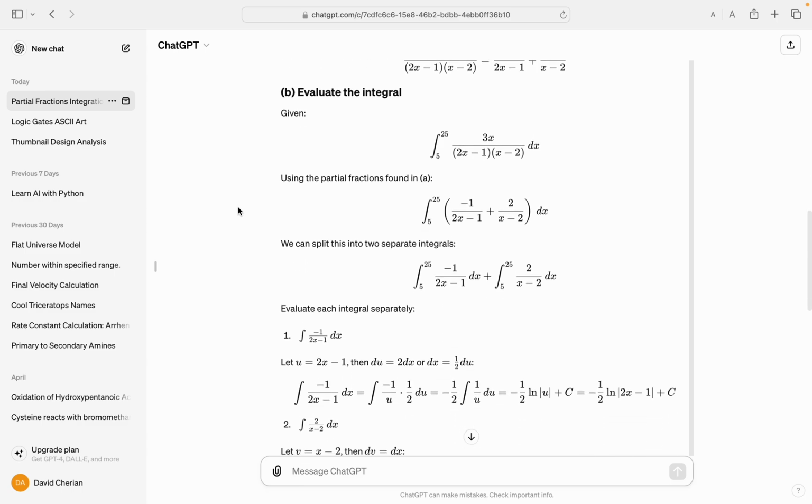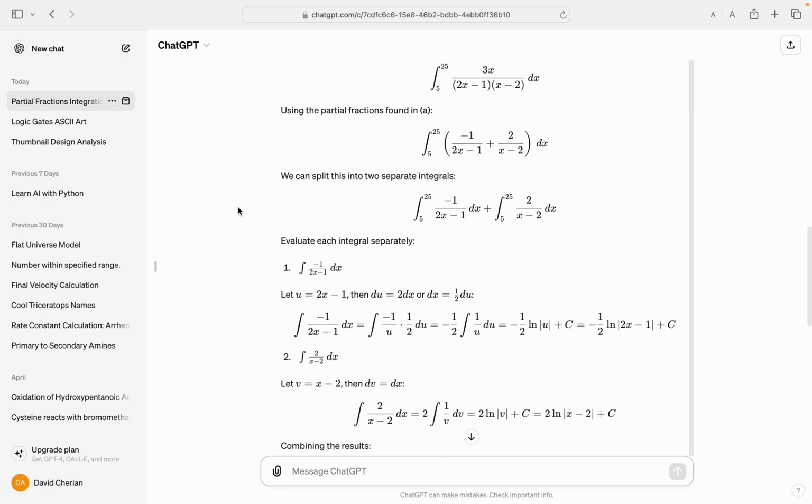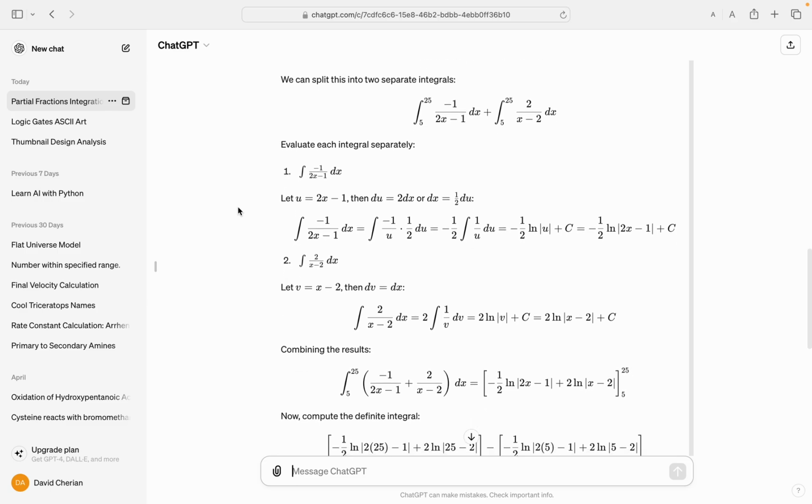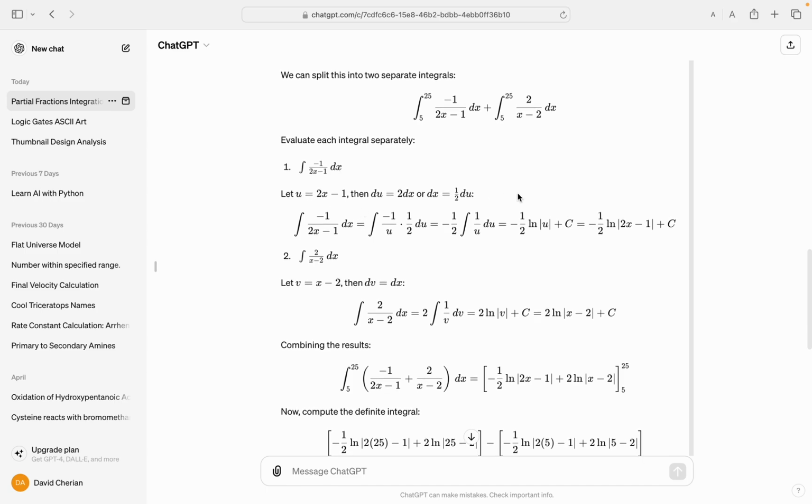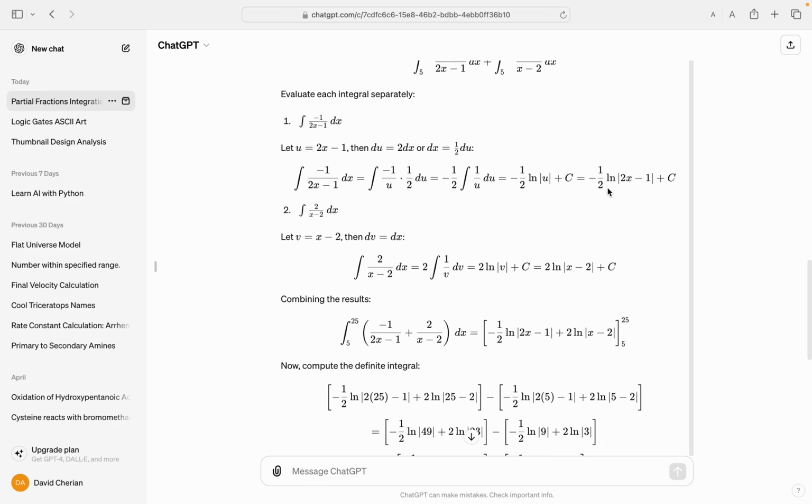Evaluating the integral. Okay, we're given the limits 25 and 5. What it has done is it's used the partial fractions. Okay, it's analyzed to use that data from part A, and it's now separating it into two integrals. Okay, that is impressive. It's evaluating each integral separately. It's created a substitution of integration. For those of you who know how to do this, whenever we try to integrate something, we try to create it as a subject form of something. So it's done that, and it's found it to be minus half ln of 2x minus 1 plus c. It's given a constant of integration.